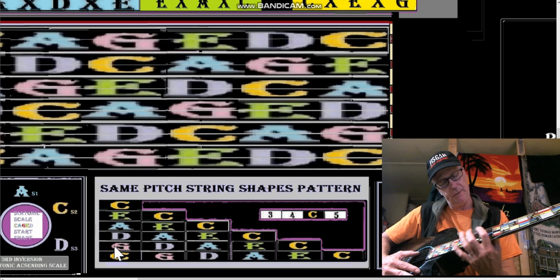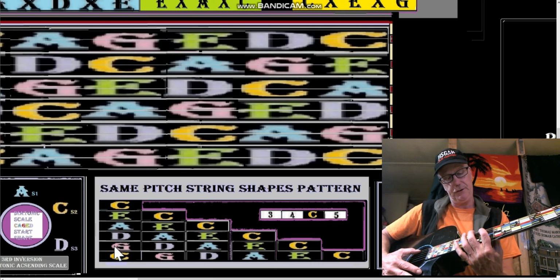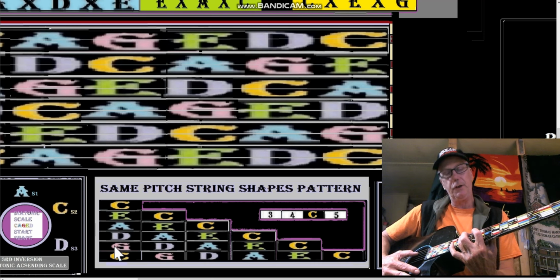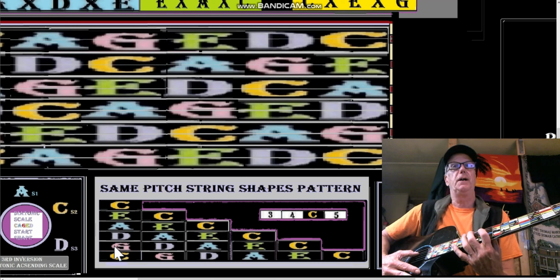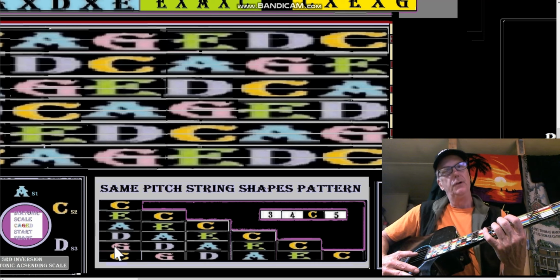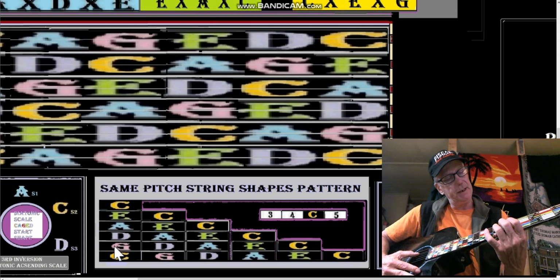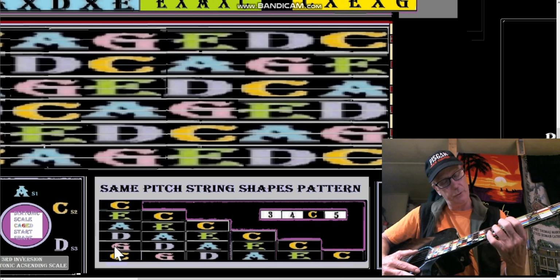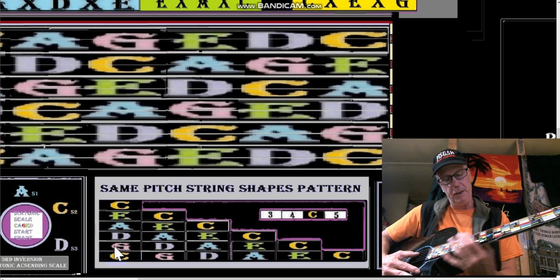Okay, we start here on G shape, 6, 7 root. We go to the fifth of that. Fifth of G is D shape, 2, 3, 4. Now we're going to go down here to the G shape again, 2, 3, 4, 5, 6, 7 root. Okay. So there's no mixing of the shapes there.